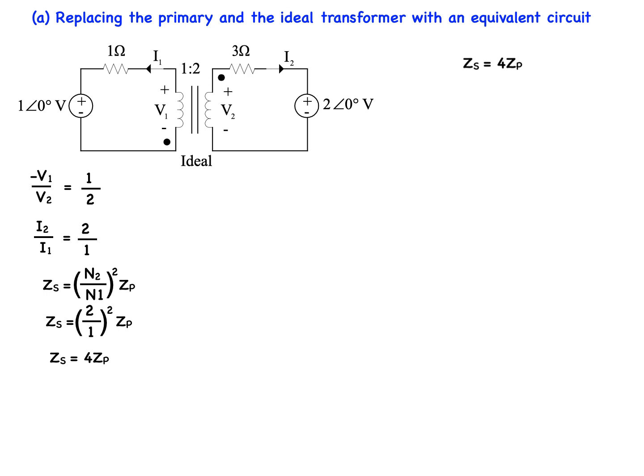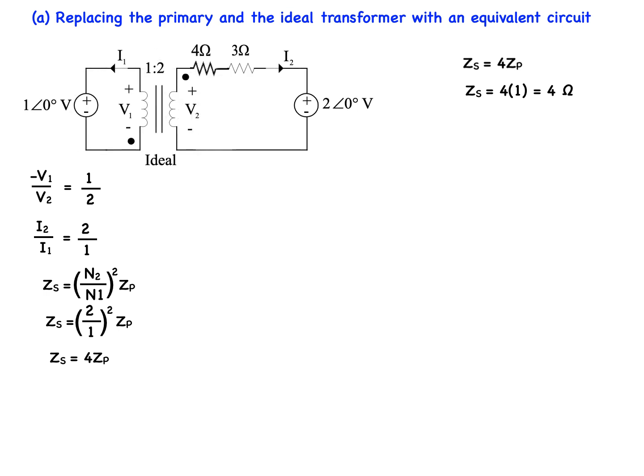Using the equation for impedance transfer, we know that ZS is equal to 4ZP. Since ZP is 1 ohm, ZS is equal to 4 times 1 or 4 ohms, and the equivalent circuit will look like this. This circuit will react the same as the original circuit.